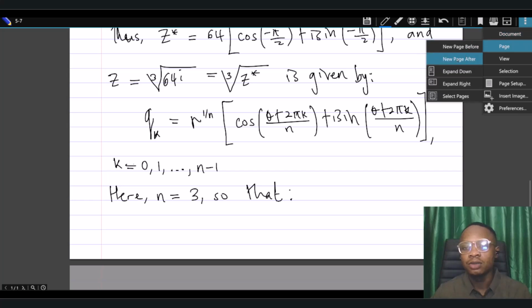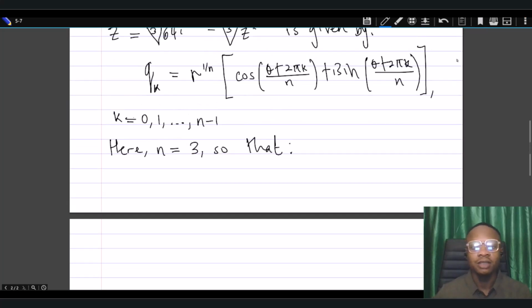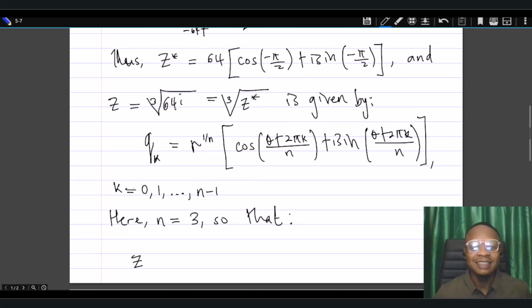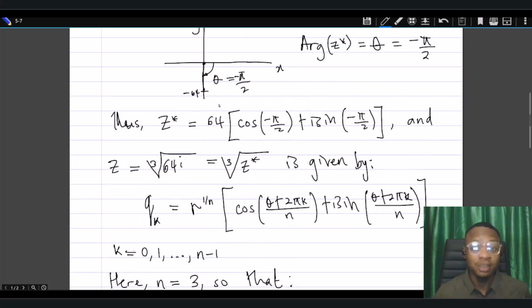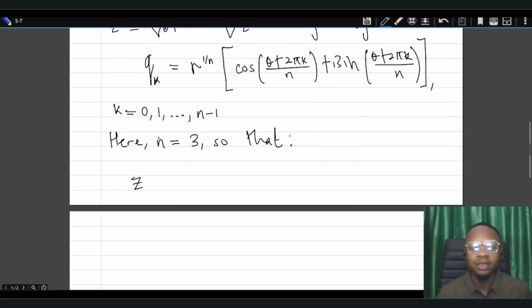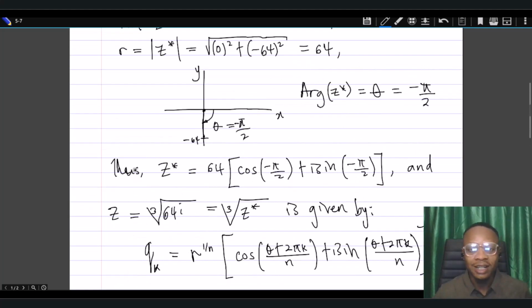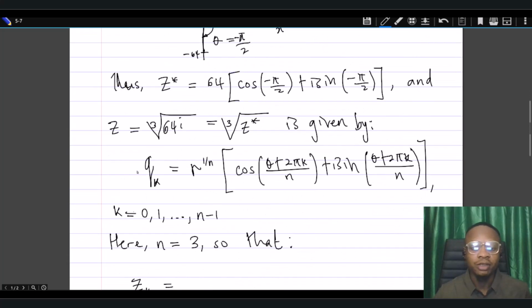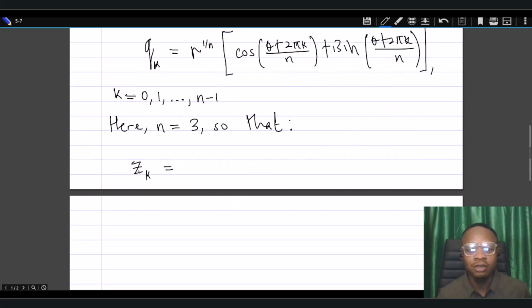So let us have a new page after that. Therefore our z, that z that we're interested in, don't forget, is in this case the same thing as the cube root we're interested in. So we can now say z sub k is equal to, so why am I using z instead of q sub k? Because our original equation here has z as the unknown. That is what we're looking for. So it makes no difference. It is just a change of variable, like I'm putting z here in place of q.